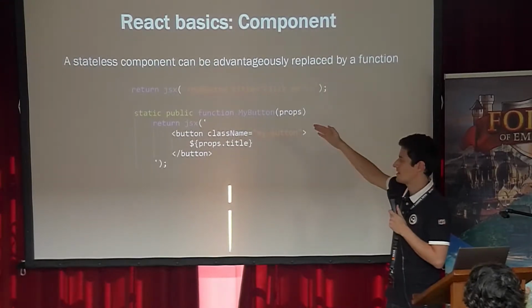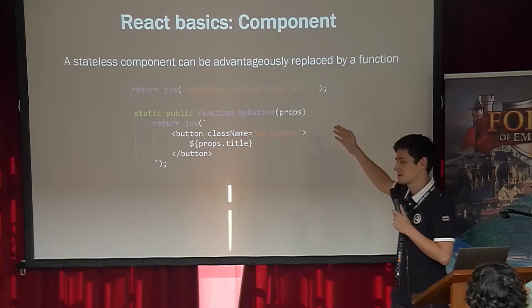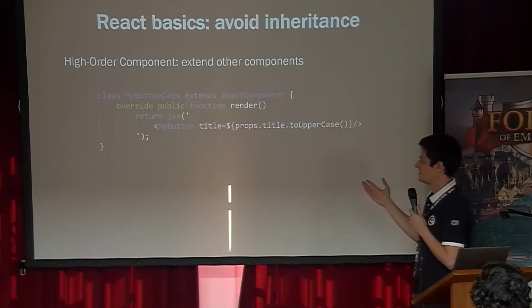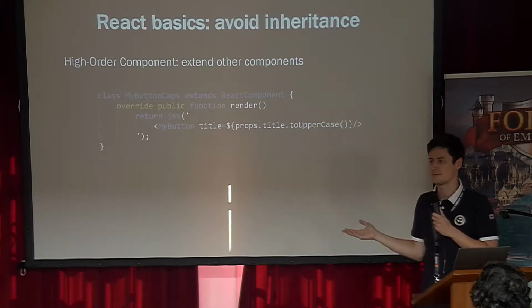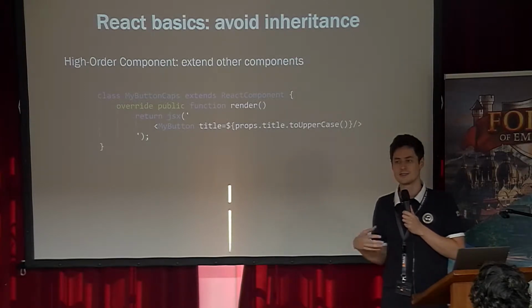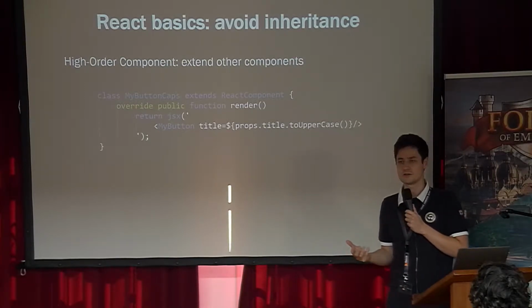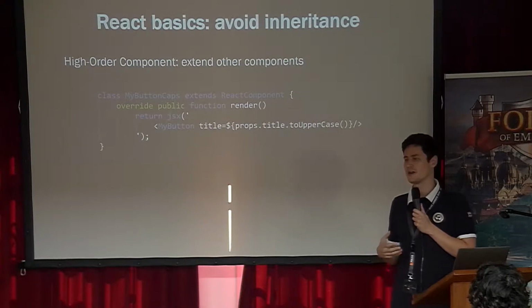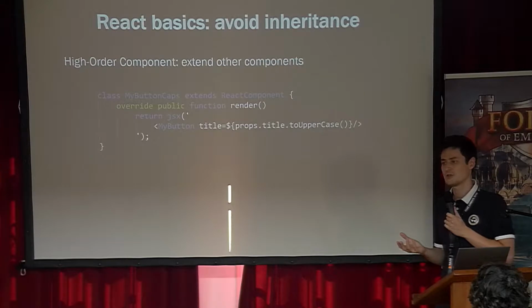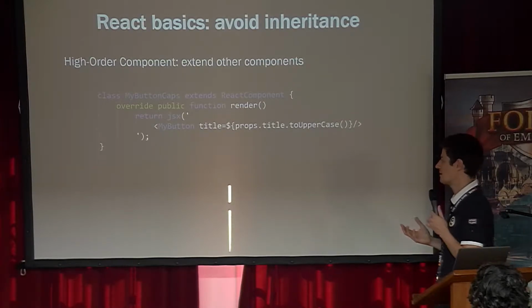And so instead of my button, you could use my button caps, and then my button caps has the prop title, and it can use it as configuration to create other components. In that case, it uses just this other button. That's the preferred way of composing and extending components. You don't want to use normal inheritance, although that works to a certain measure. That's the largely recommended way.